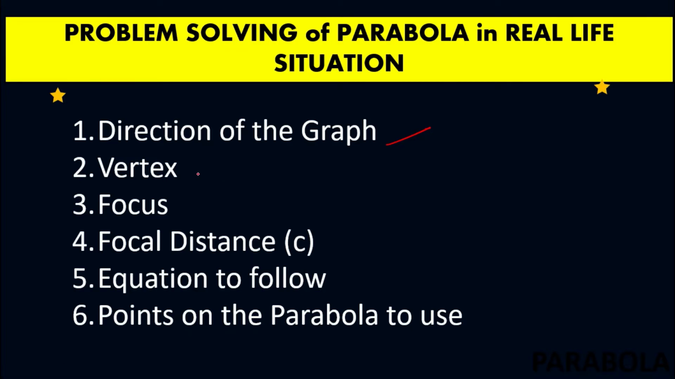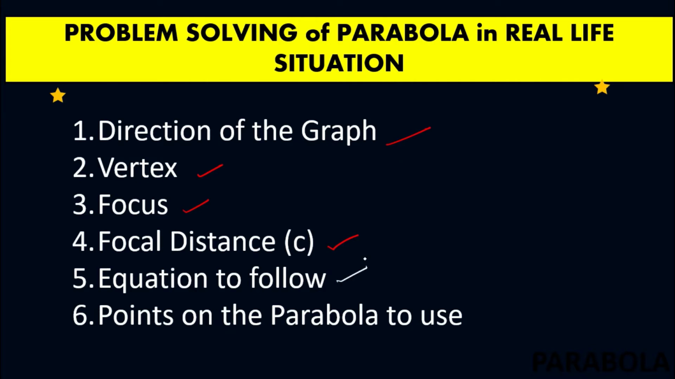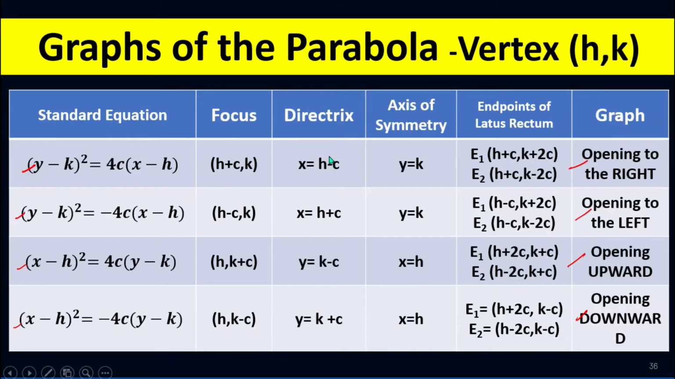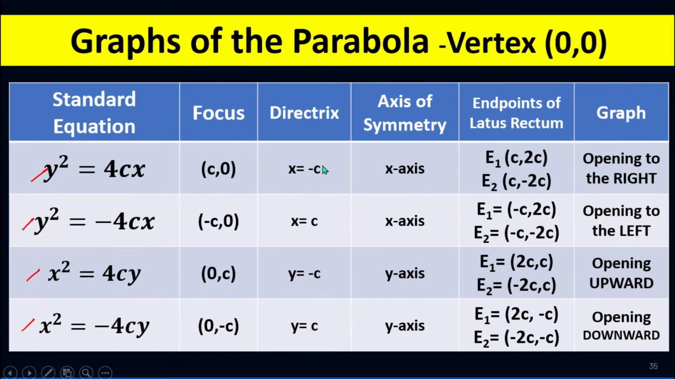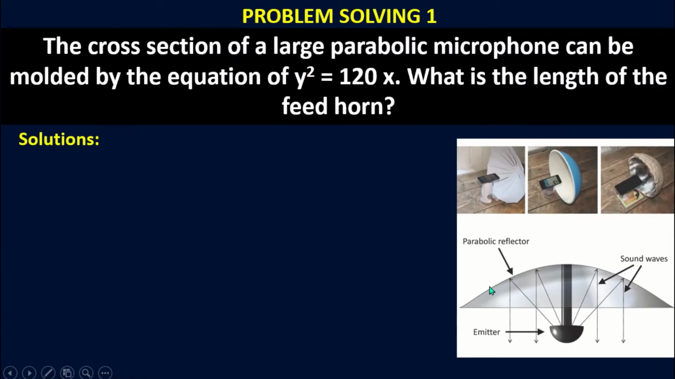And then we must know or determine the vertex, the focus, the focal distance, and we all know that we represent c as the focal distance. The equation to follow, whenever na alam na natin yung direction of the graph, and then alam na natin yung vertex, saka natin malalaman kung anong equation yung gagamitin natin. So it's either ito or ito ang gagamitin natin. And then after that, we have to know the other points on the parabola that we are going to use. So for us to understand this, let us have a first example.